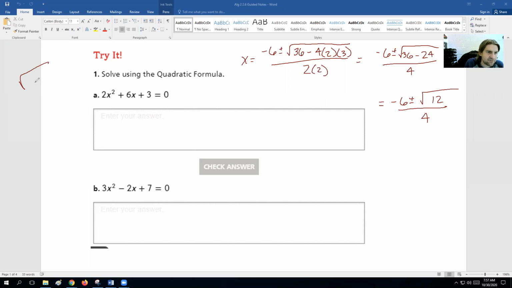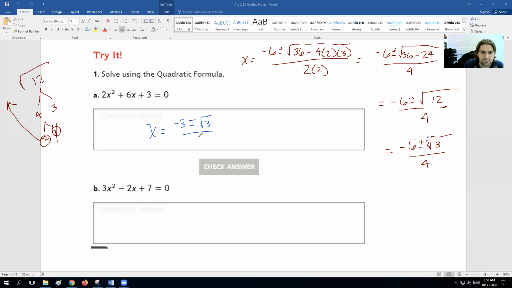All right, so let's break down the 12 off to the side. 12 is 4 times 3, 2 times 2. So we can break a 2 out and leave a 3 inside. So negative 6 plus or minus 2 square root of 3 over 4. We just need to look at our outside numbers of negative 6, 2, and 4. We can divide them all by 2. So the answer would be x equals negative 3 plus or minus 1 radical 3 over 2.